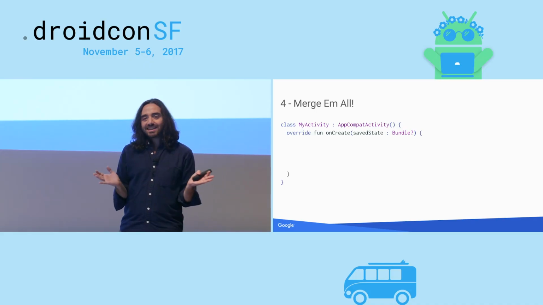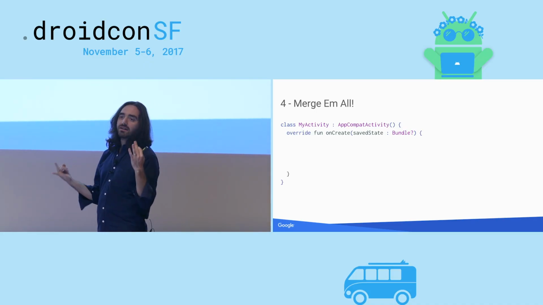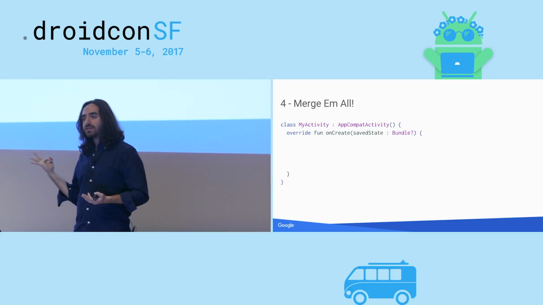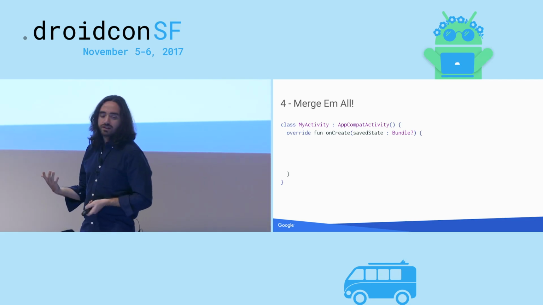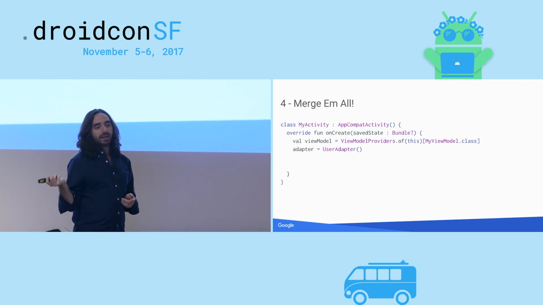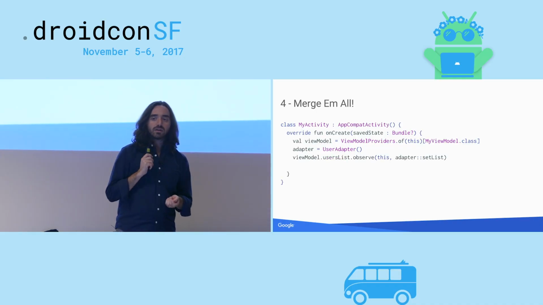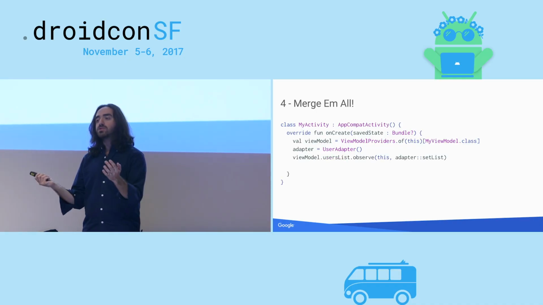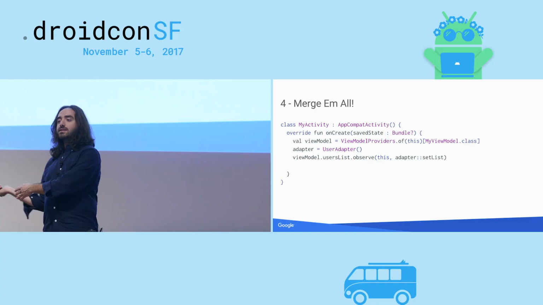So last but not least, now we have the adapter, we have the data source factory, and we have the pages. We just need to bind all of these things together. So we grab an instance of the ViewModel, we create an instance of the adapter, and the only thing we need to do is start observing that user list and pass it down to the adapter.